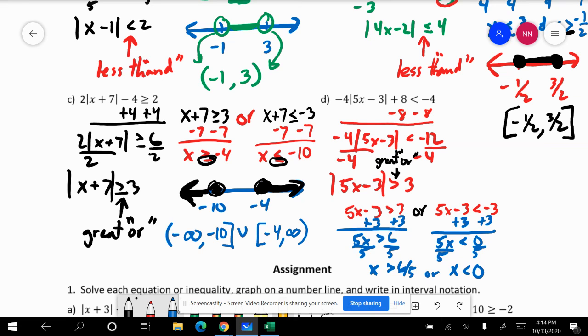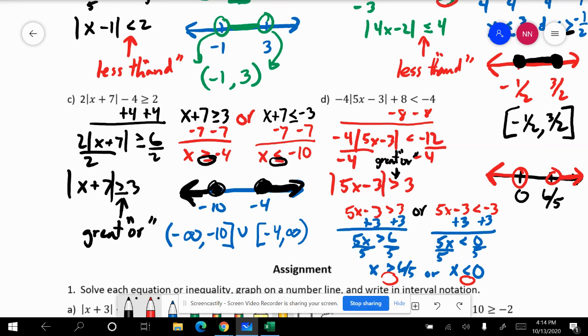Now, when we graph this on the number line, we put our least value first, we put our greatest value second. What we're going to do is we're going to put two open circles because there's no line underneath. And or statements are going to go in the opposite direction.